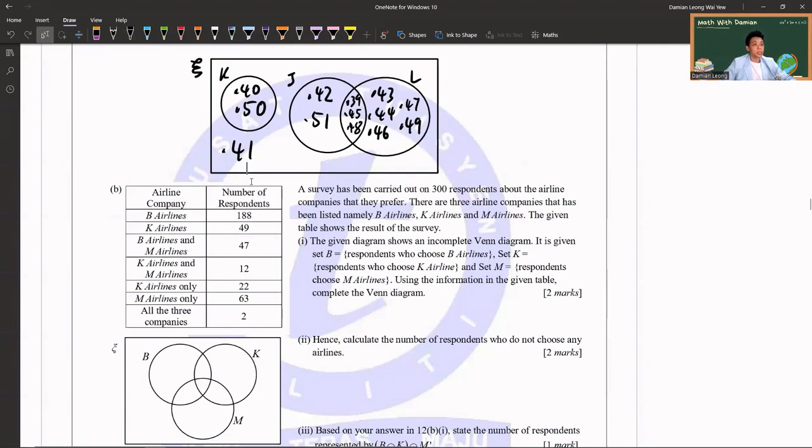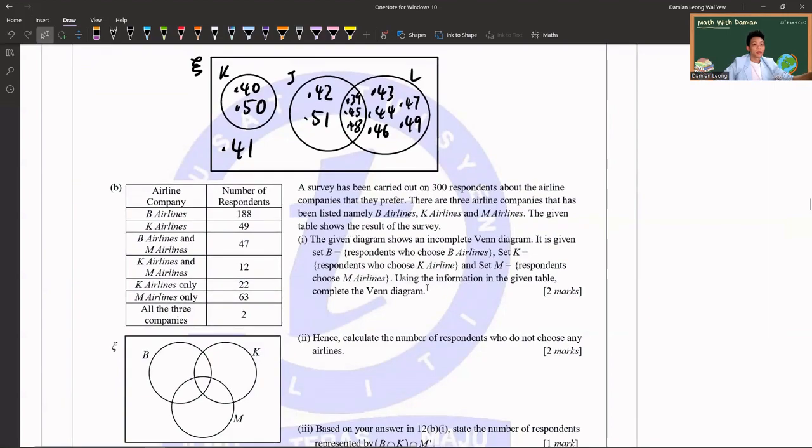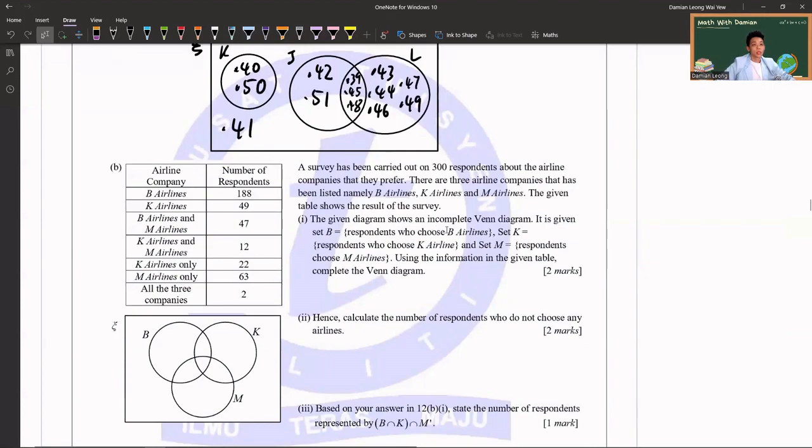Then for part B, a survey has been carried out on 300 respondents about the airline company that they prefer. There are 3 airline companies that have been listed, namely B Airlines, K Airlines, and M Airlines. The given table shows the results of the survey. I have the given diagram showing an incomplete Venn diagram here. Set B is respondents who choose B Airlines, set K, respondents who choose K Airlines, and M, respondents who choose M Airlines. So using these values in the table, I want to complete the Venn diagram.